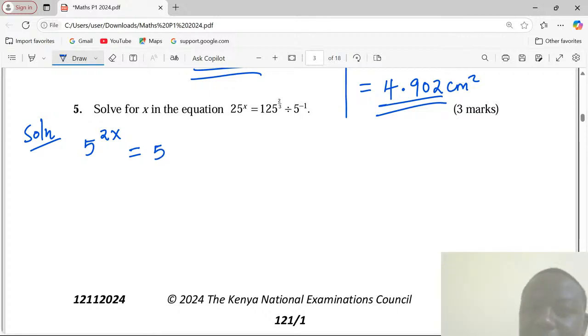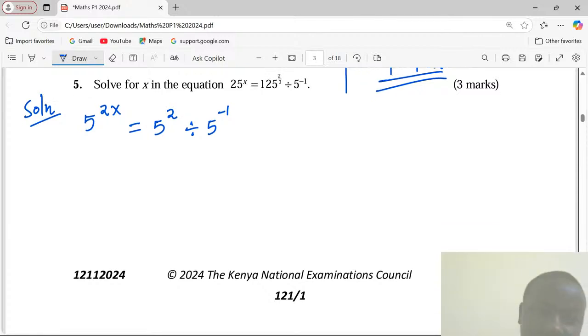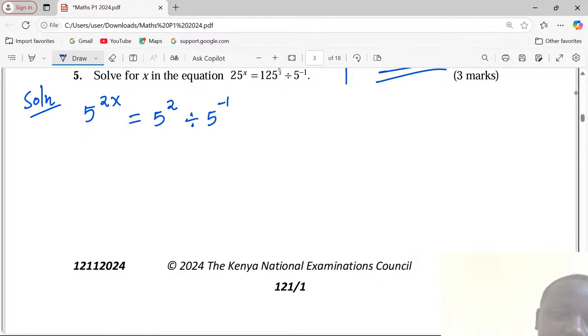Now power 3 finds 2/3, such that it is 3 times 2/3, which will make it just 2, divided by 5 power -1. Now on the right hand side, we can simplify further by applying a law of indices, which says in case we have a number raised to a given power divided by the same number to a different power, due to the division, we just subtract the indices.